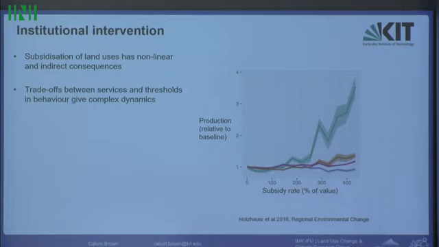And then we do get increases in production, but they're highly nonlinear and unpredictable. And that's because they're crossing thresholds, trade-offs with other ecosystem services that are being competed against in the land system, and thresholds in the behavior that we're modeling. So agents suddenly start making different decisions when certain values are crossed.